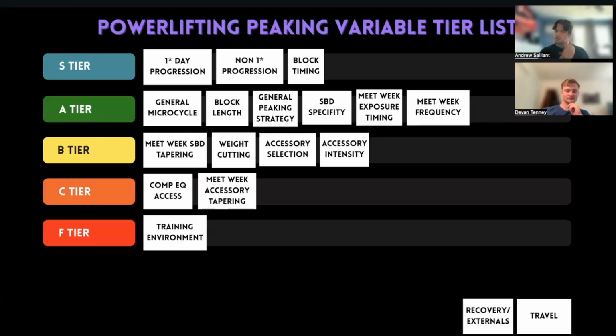So it is definitely important, but then again, like you said, I've definitely seen people whose recovery and external variables are all over the place. Whether it's traveling to national level meets, which we'll talk about in a second, things are all out of whack and they come in peaked out of their minds, and it doesn't seem like it made a difference at all.